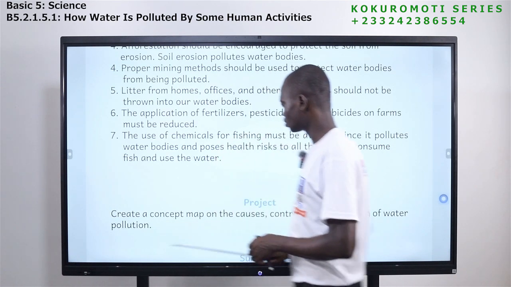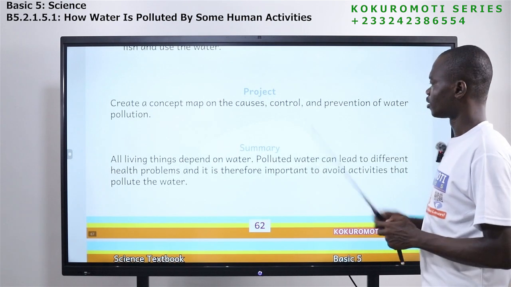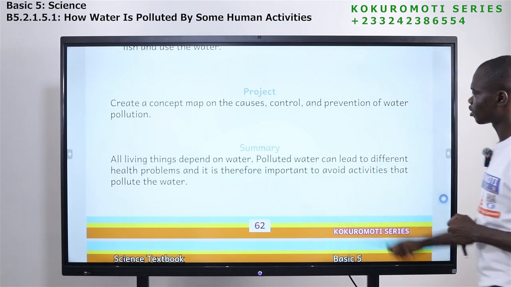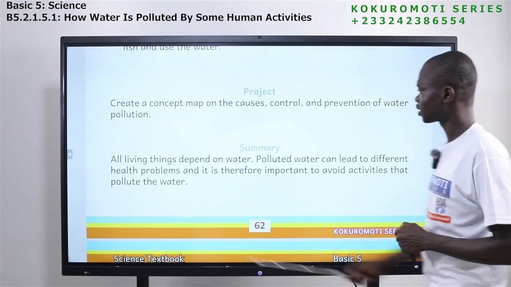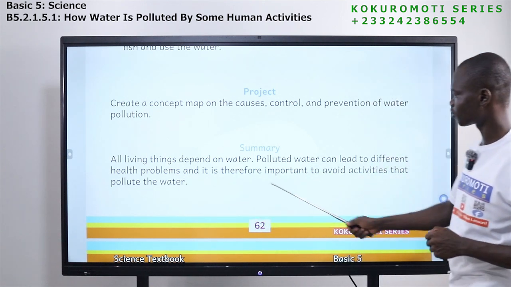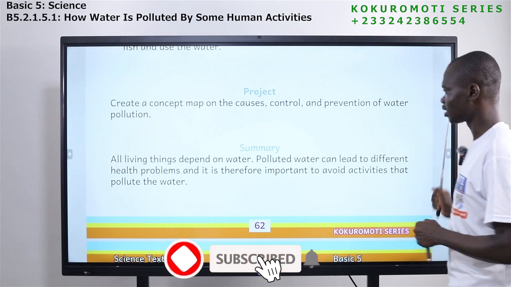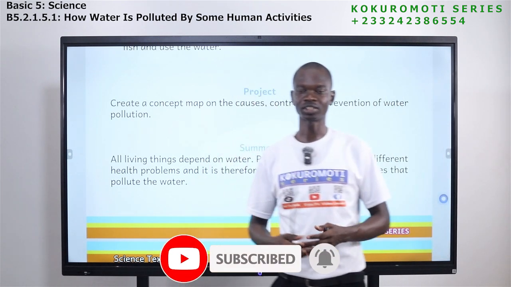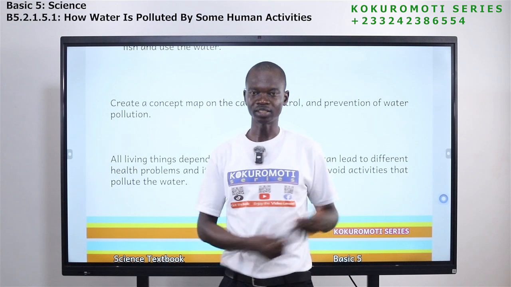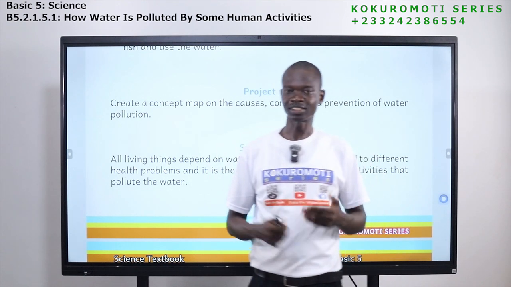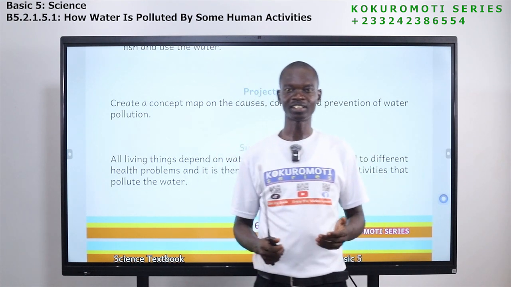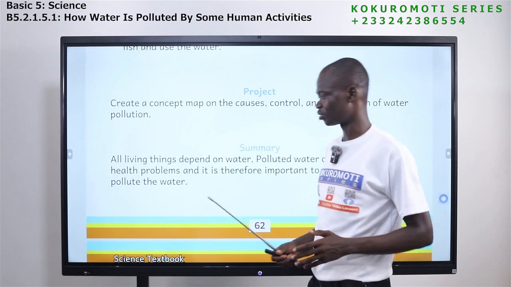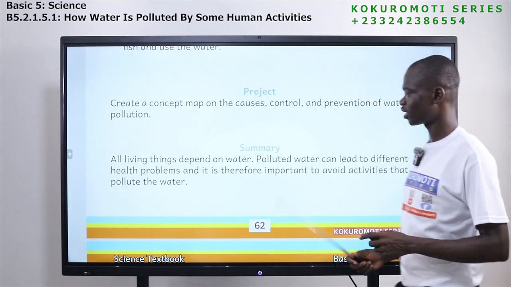Okay, so in summary, all living things depend on water. Polluted water can lead to different health problems, and it is therefore important to avoid activities that pollute the water. So if you drink polluted water, you may have health problems. Health is important. Let's try to do things that will not give us any health issues. So that is what we have learned.